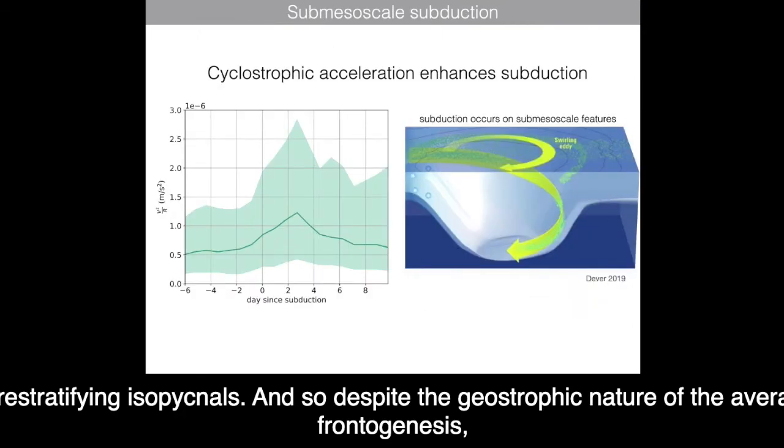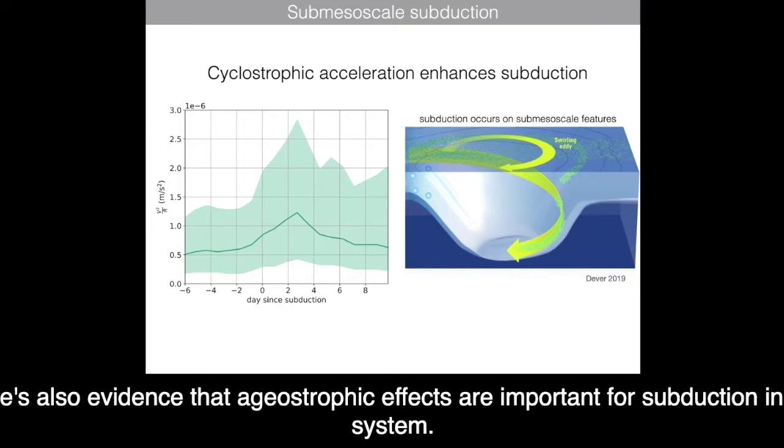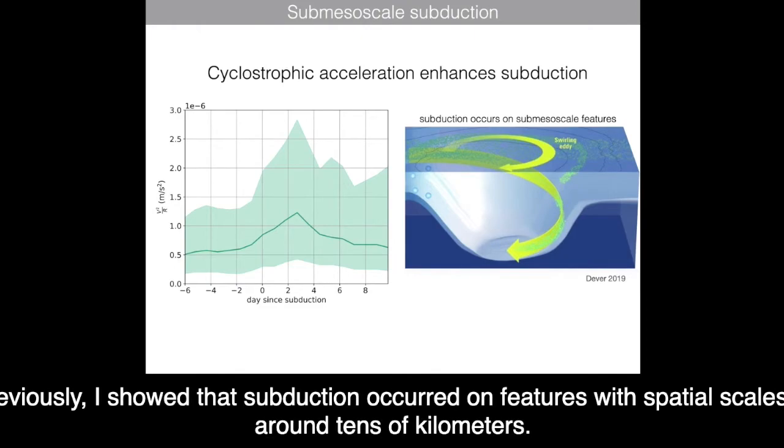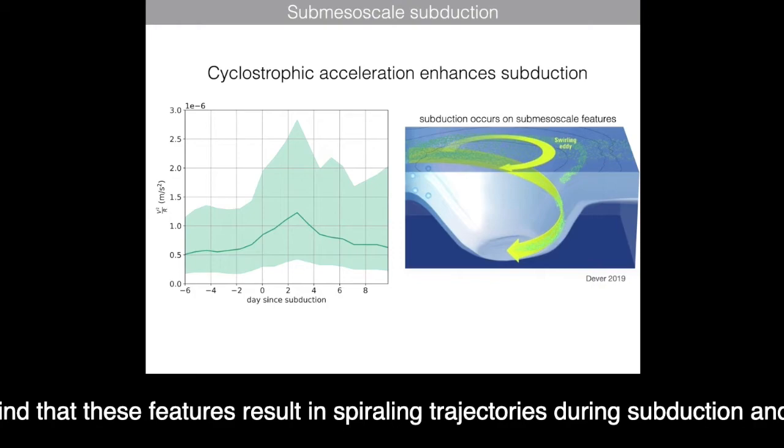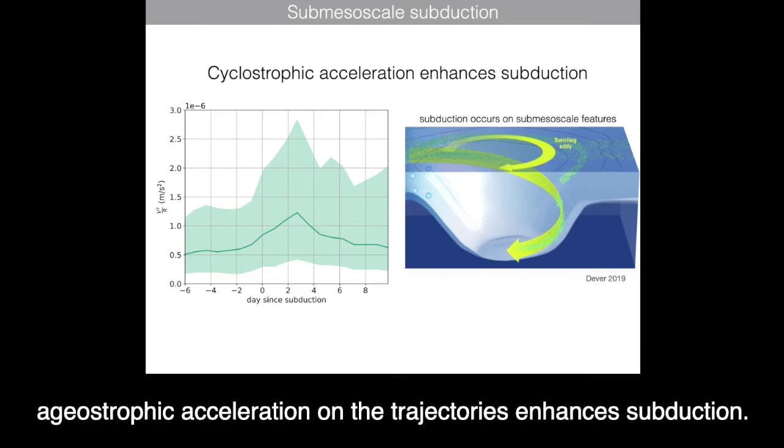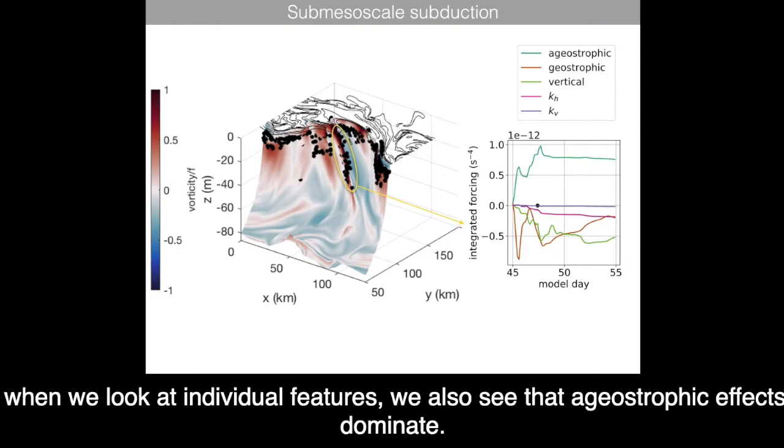And so despite the geostrophic nature of the average frontogenesis, there's also evidence that ageostrophic effects are important for subduction in this system. Previously, I showed that subduction occurred on features with spatial scales of around tens of kilometers when we were looking at the snapshots of the subduction location. We find that these features result in spiraling trajectories during subduction, and that ageostrophic acceleration on the trajectories enhances subduction. And when we look at individual features, we also see that ageostrophic effects can dominate.